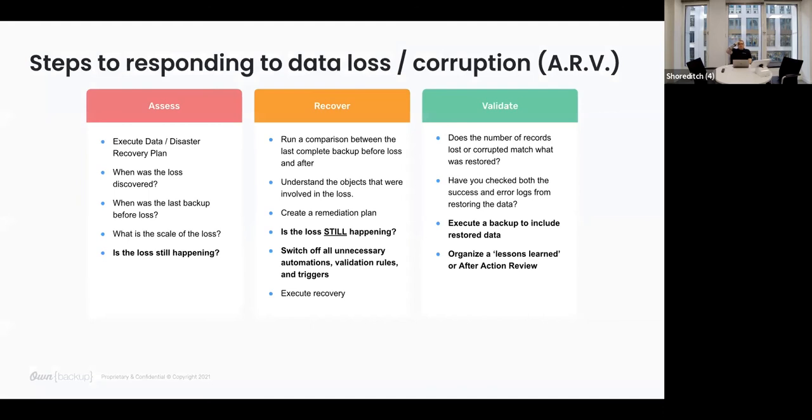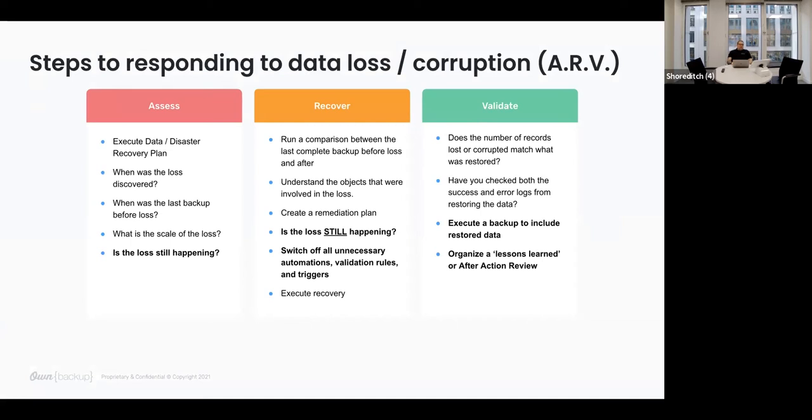And then it comes into the response model, which I call the ARV, which my boss would joke and say it's an armored response vehicle. That's not what it means. It's basically assess, recover, and validate. So assess the damage. Execute the data or disaster recovery plan first and foremost.